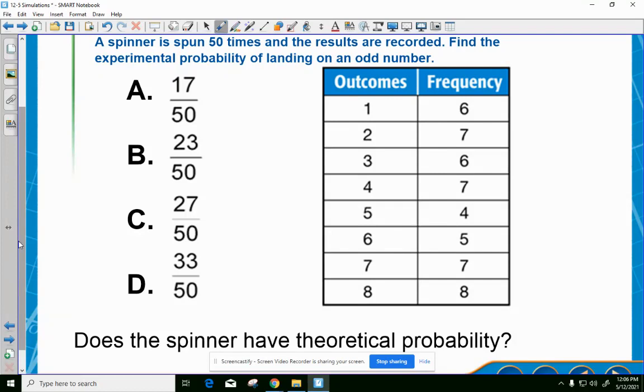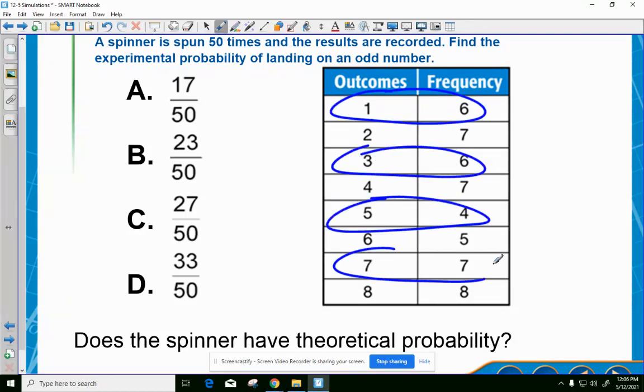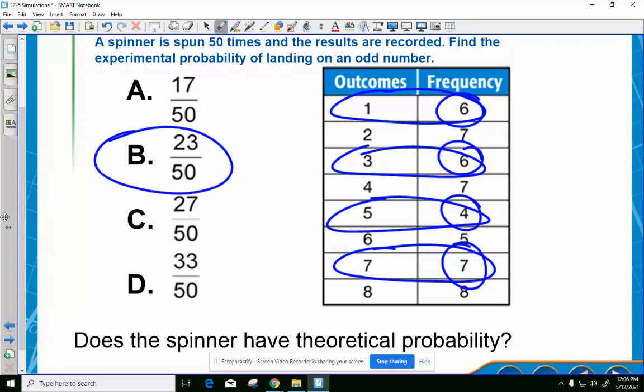Yeah. Odd numbers, right? So 1, 3, 5, and 7, but I'm actually adding these numbers together, right? Those are the frequency of the number of times it occurred. And so, yeah, it'd be 23 out of 50. So the question now is, does this spinner that was used to create this have theoretical probability? Yes, it does.